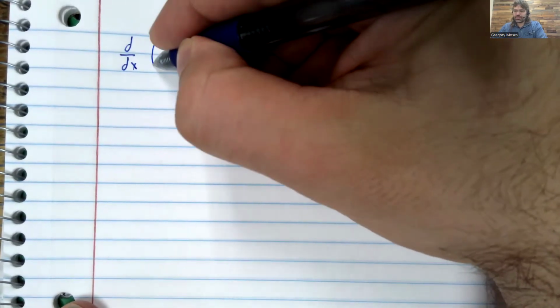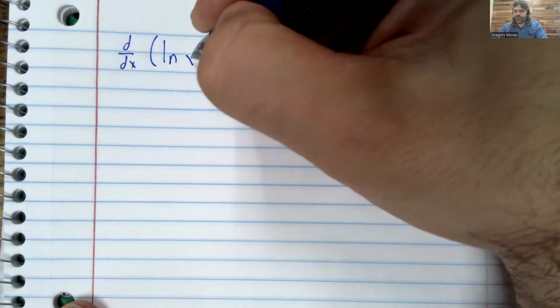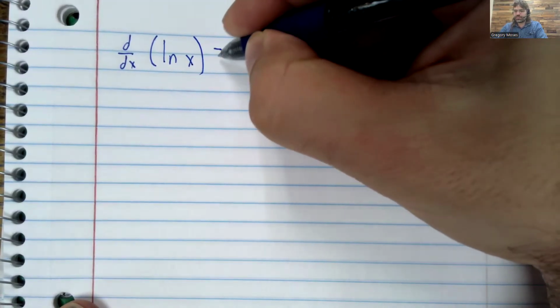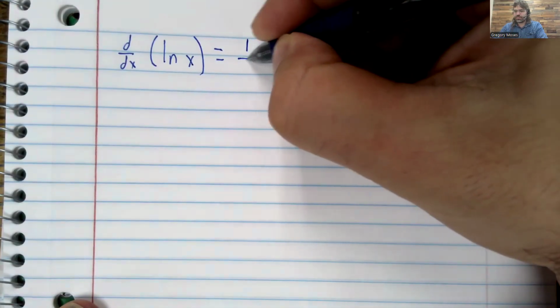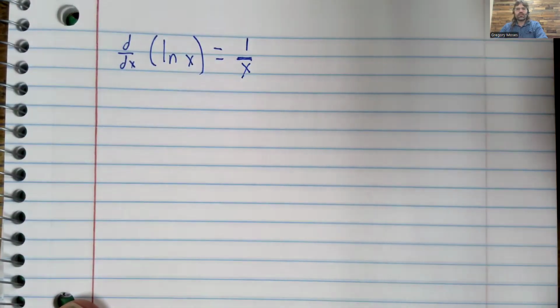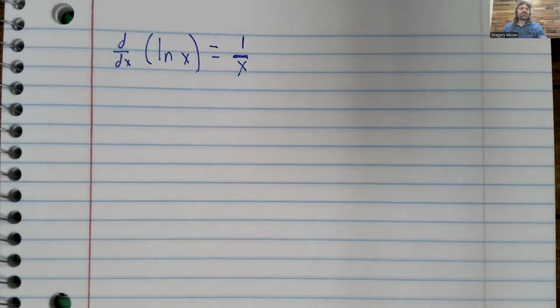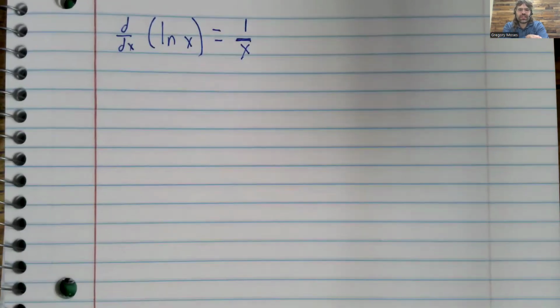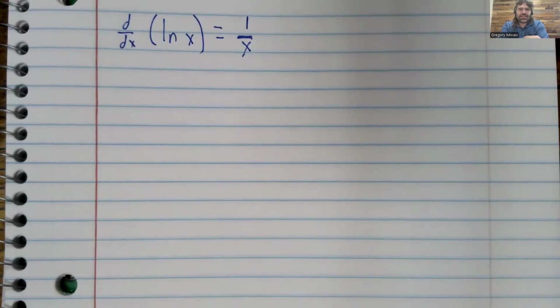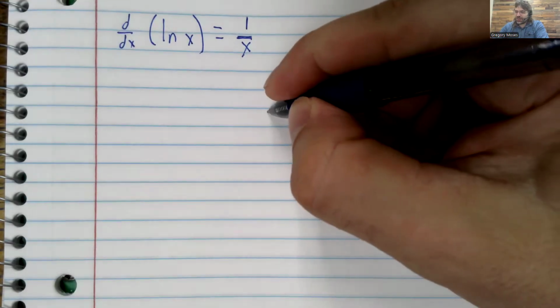But the derivative of the natural logarithm of x is 1 divided by x. A very nice, very clean derivative. So, other than that, I guess this would be a pretty short video if I ended it here.